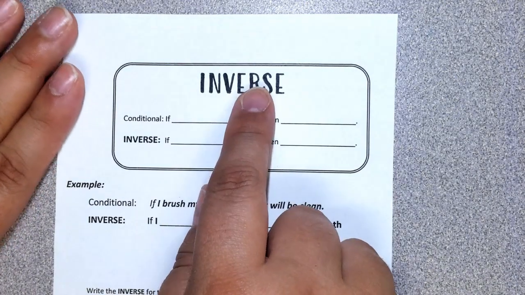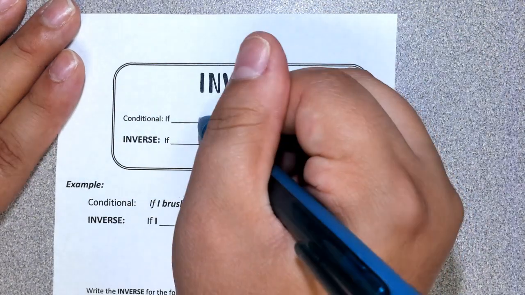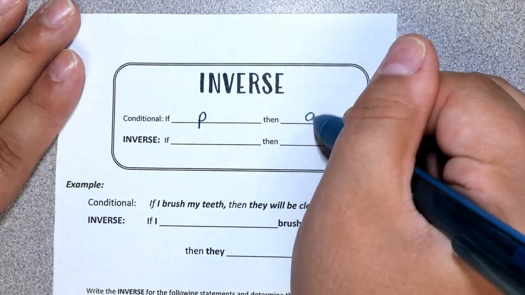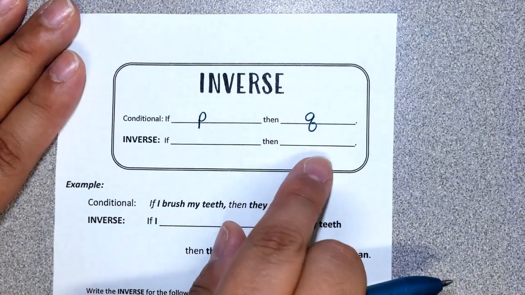Today we're going to talk about inverse. So I would like you to write this down. A conditional is if P, then Q. Or if your hypothesis, then your conclusion. I'm just using the letters P and Q.